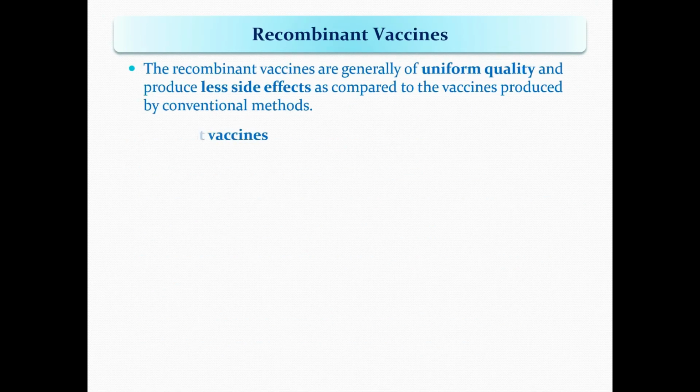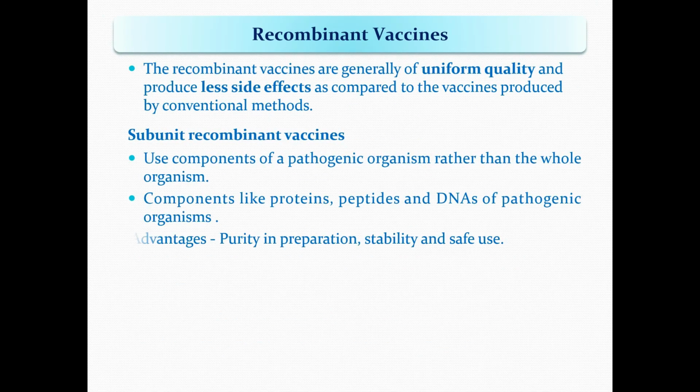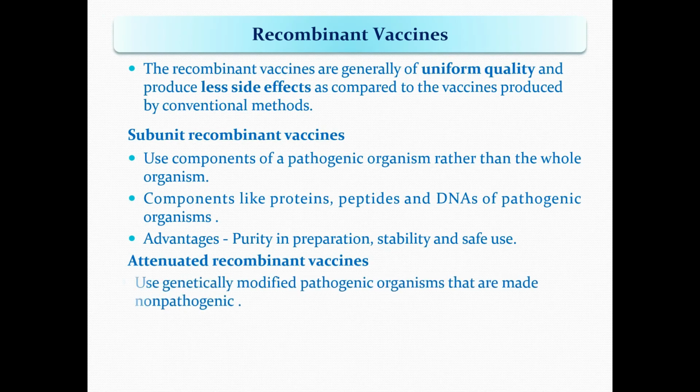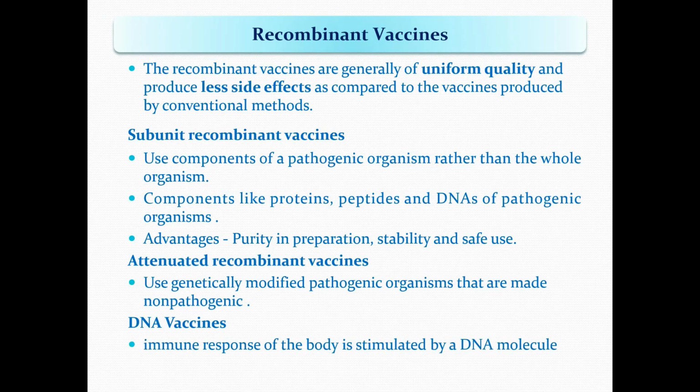Next we have recombinant vaccines. Recombinant vaccines are generally uniform in quality, and they produce very few side effects when compared to vaccines produced by conventional methods. Some of the recombinant vaccines are: first, the subunit recombinant vaccine. Here they use the components of the pathogenic organism rather than the whole organism.